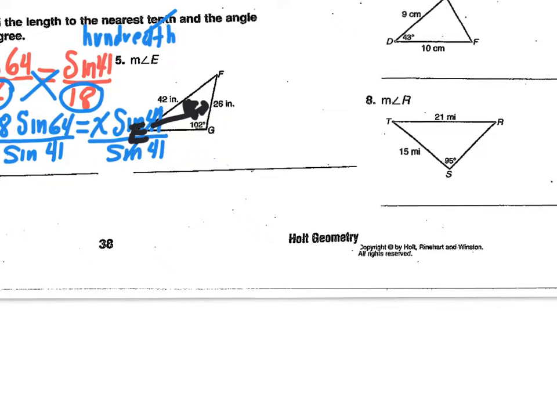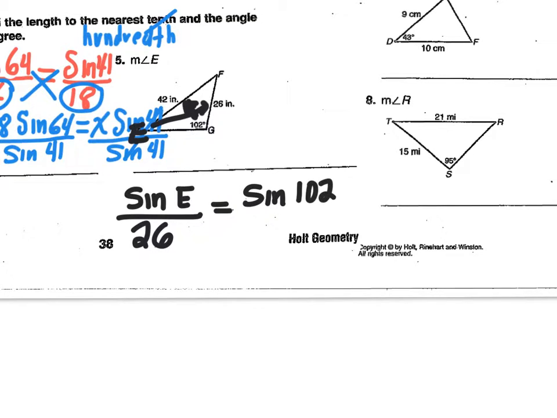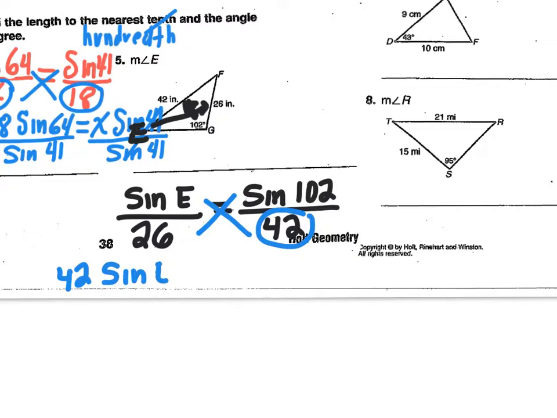So if I set it up, I can say, well, sine of E, the angle that I'm looking for, is to, what's the side across from the angle E? 26. As sine of the other angle, how many degrees is the other? Of 102 is to the side across from that angle, which is 42. Okay? And now at this point, we can just cross multiply. I was writing the bottom part first, so this is 42 sine of E equals 26 sine of 102.